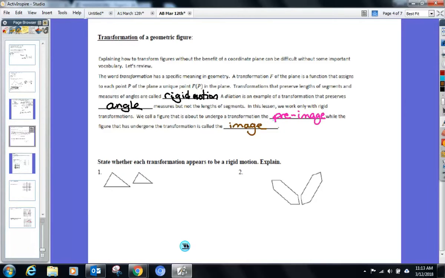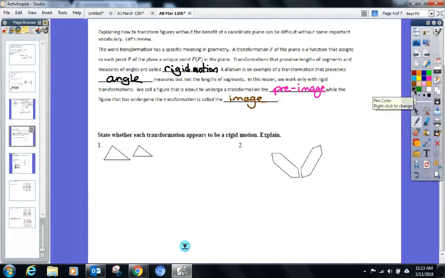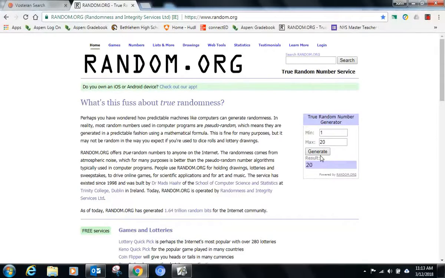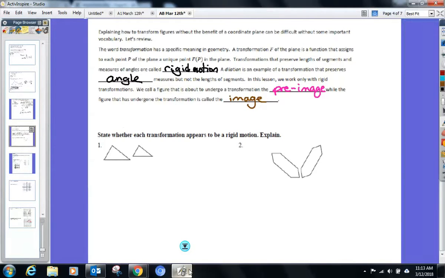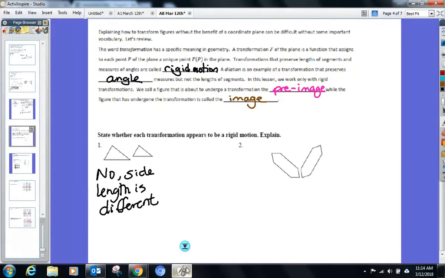On number one, let me know if you think that appears to be a rigid motion or not. And if you say yes or no, be able to back yourself up. Does that appear to be a rigid motion or not? No, why not? Okay, side length is different. And remember, in a rigid motion, side length should be preserved. It stays the same. What about the two figures here? Does it look like a rigid motion happened? No again. Yep, because? Yep, looks like angle measure and side length are the same.